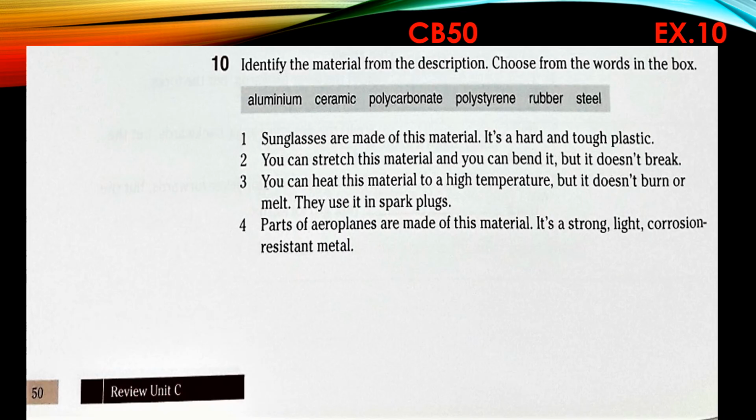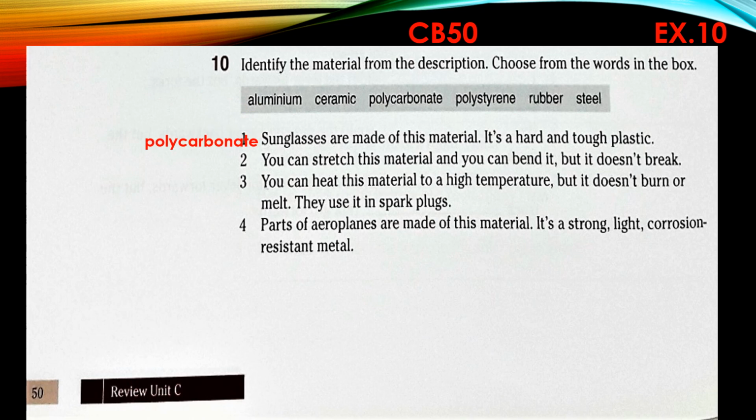Now let's look at exercise 10. Identify the material from the description. Choose from the words in the box. The words in the box are aluminum, ceramic, polycarbonate, polystyrene, rubber, and steel. We have 6 words, but only 4 sentences. Number 1. Sunglasses are made of this material. It's a hard and tough plastic. This material is polycarbonate.